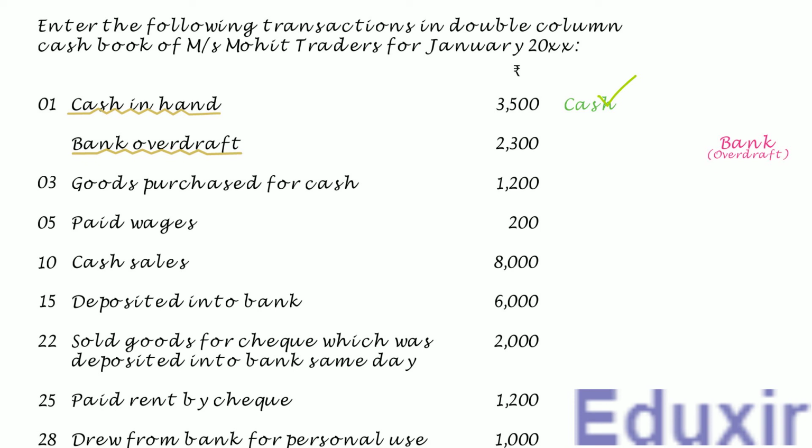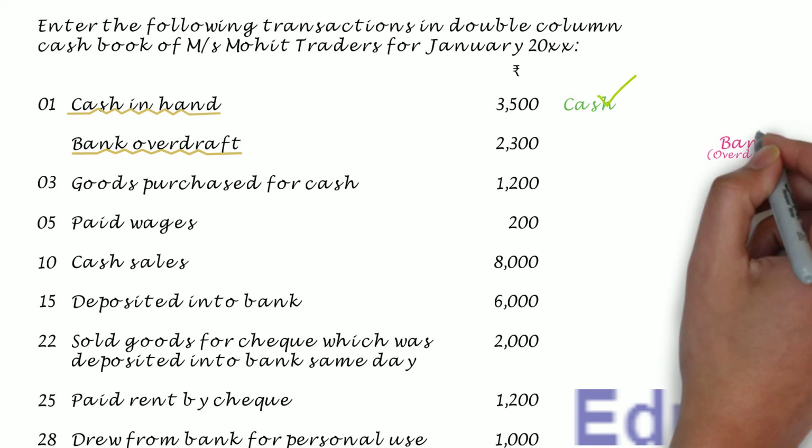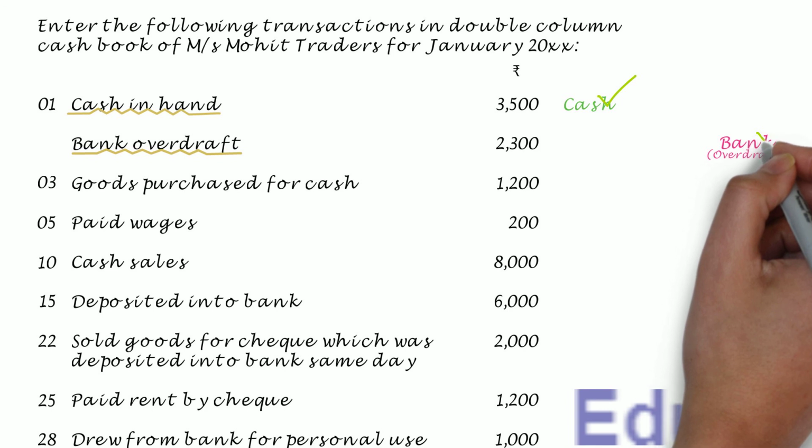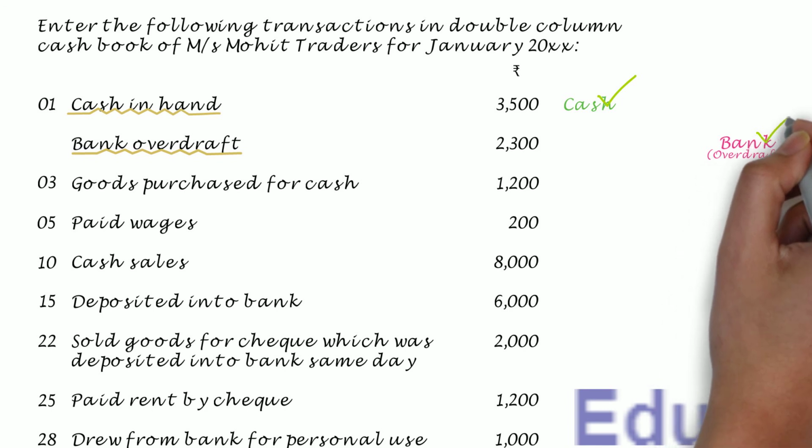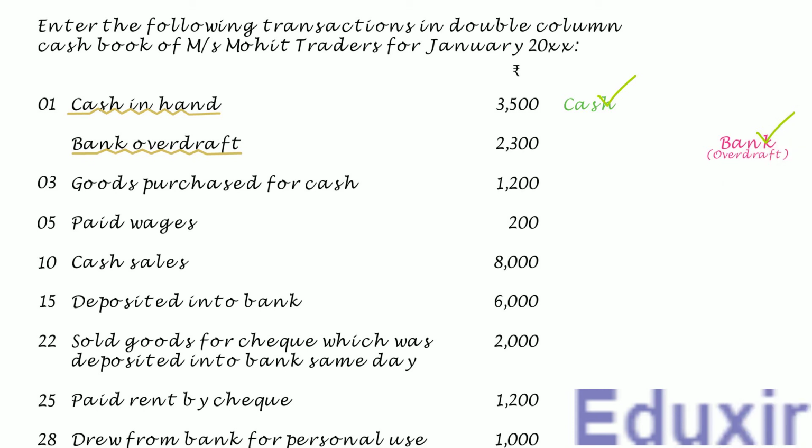So, we should still record it in the cash book. In this transaction, as you can see, the bank overdraft is on the credit side. So, it needs to be posted on the credit or payment side of the cash book in the bank column. Note that the particular that needs to be posted in the payments column of the cash book is balance brought down.